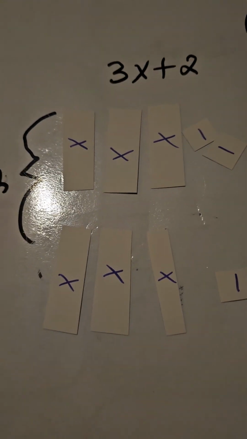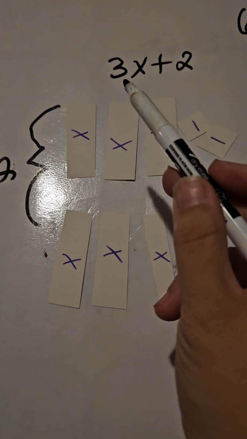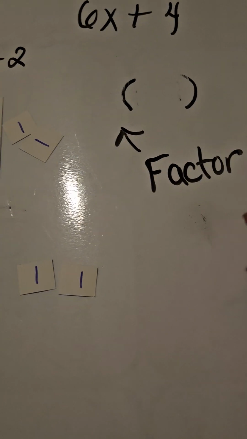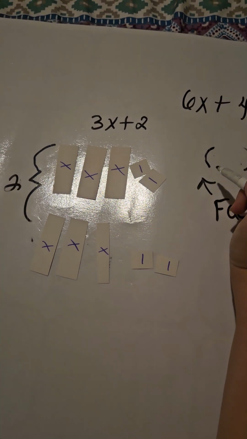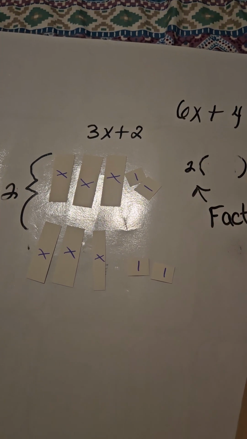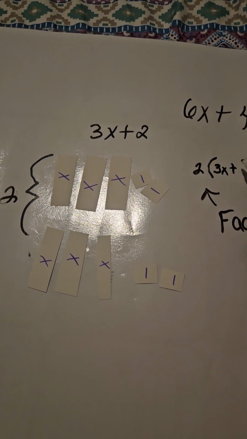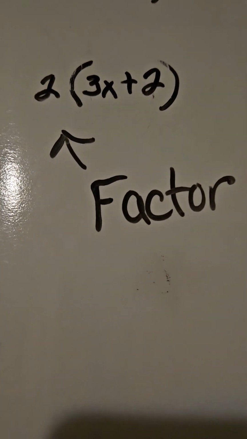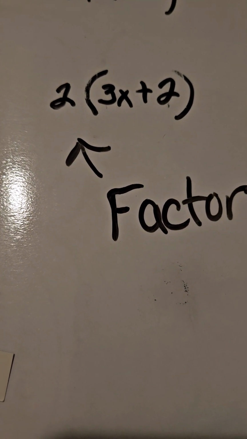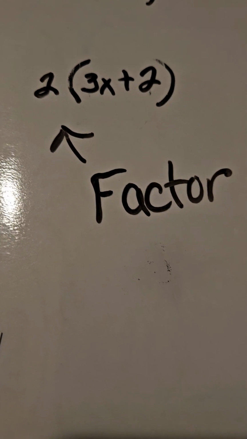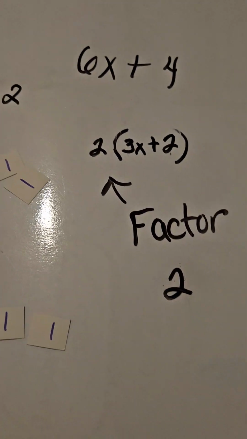So the factored expression here, remember I write my number of rows on the outside and what is in each row inside the parentheses. So that would be 2 times 3x plus 2. The factor is what's outside of the parentheses, or how many rows I have. I have a factor of 2 for this expression.